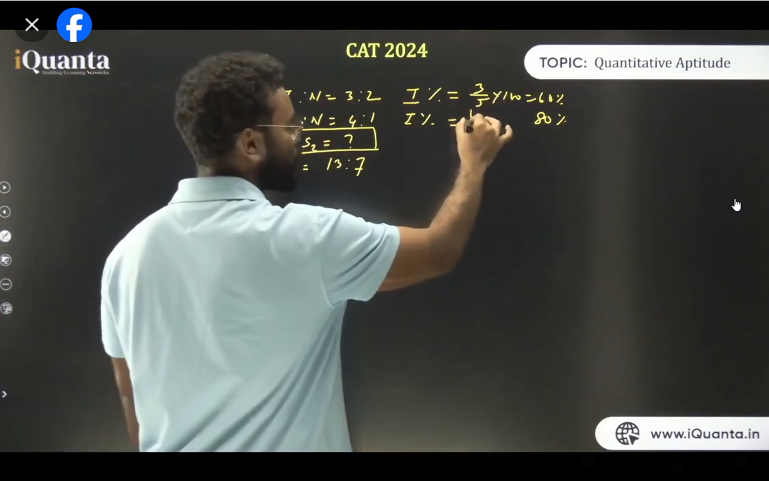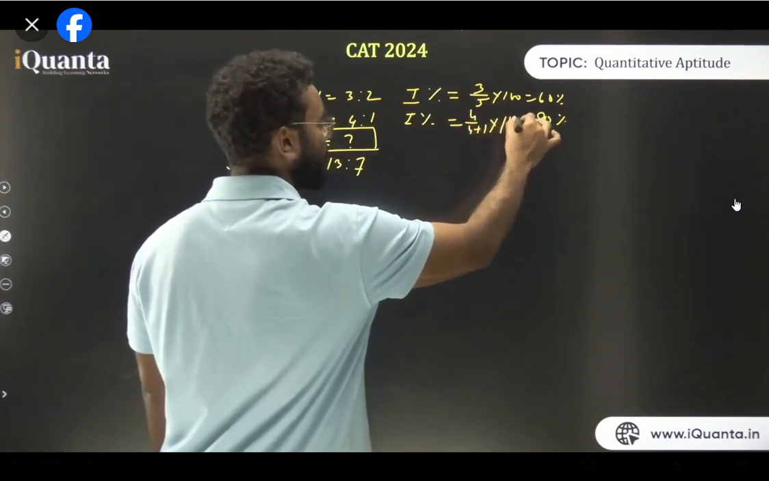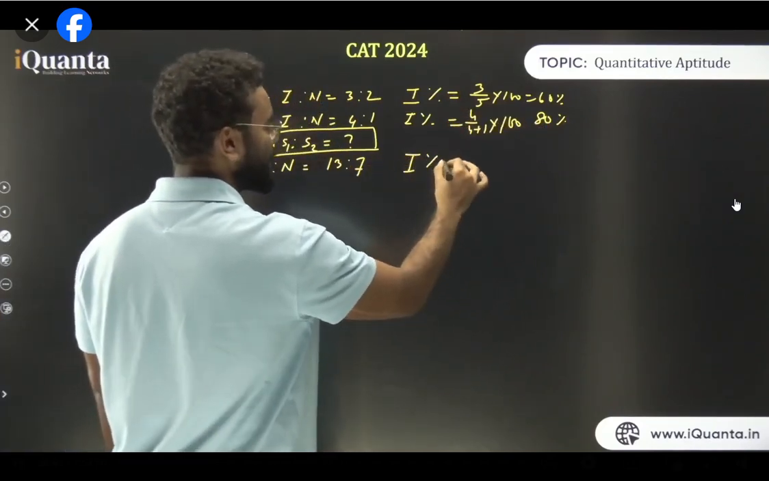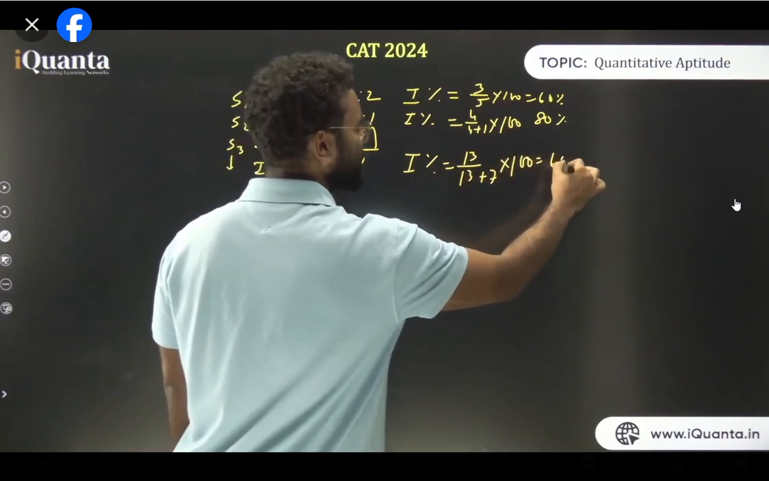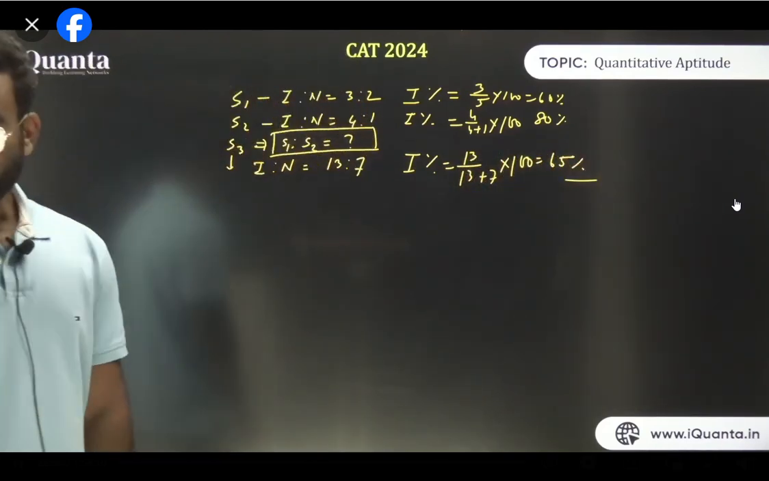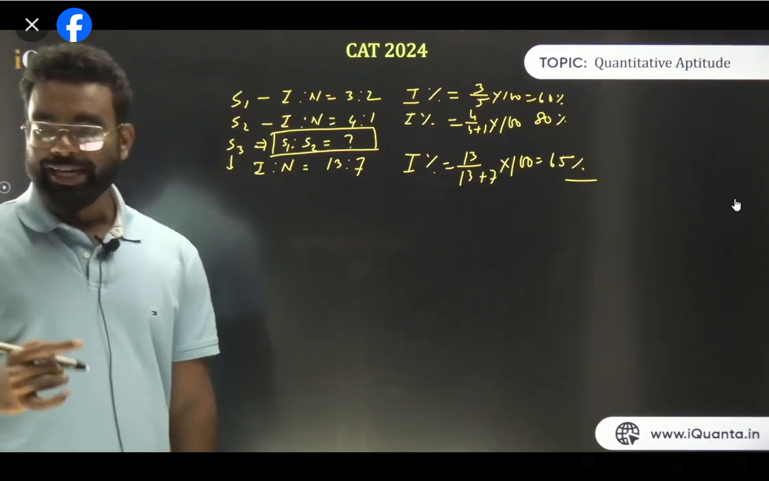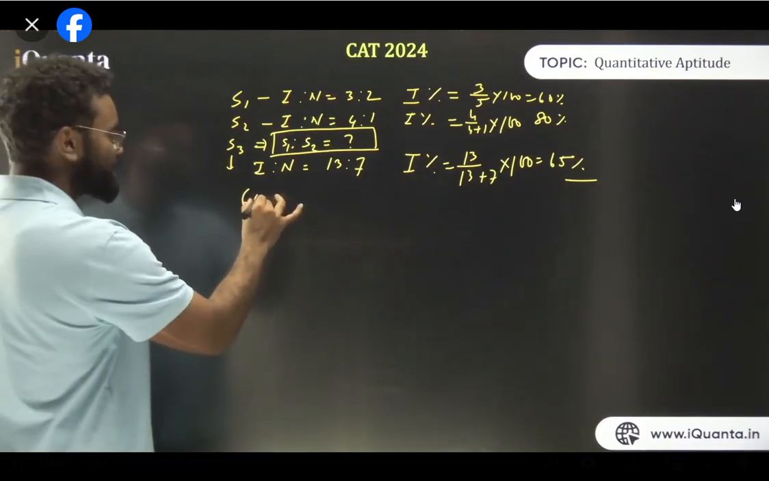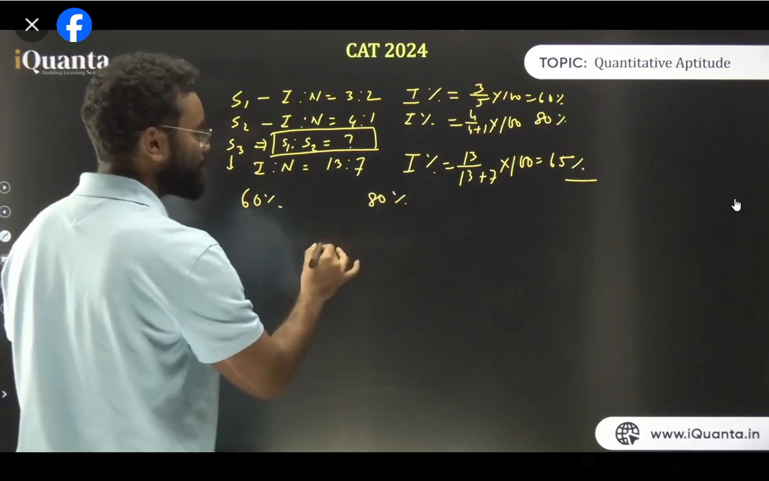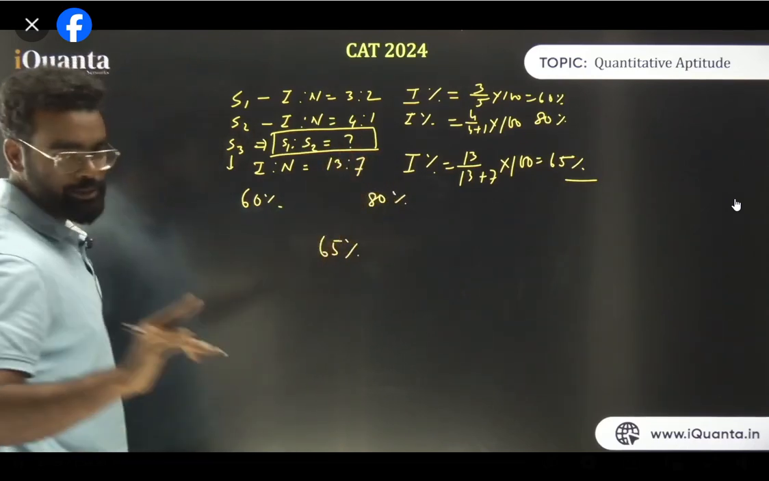Still I am writing it. That is 4/(4 plus 1) into 100. And in S3, what is the iron percentage? That is 13/(13 plus 7) into 100, which is 65%. Am I clear? So the iron percentage is 60%, 80%, and 65%. Is it fine? Perfect. Now 60%, 80%, and the average is 65%. I'm taking only the iron percentage.